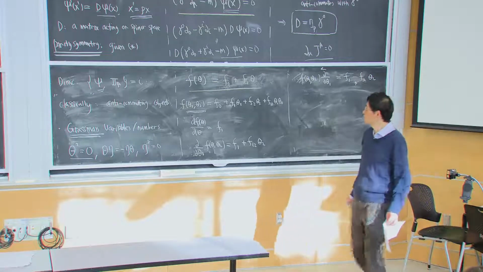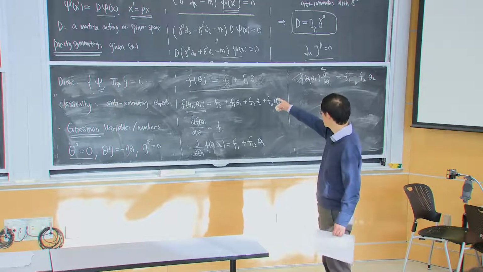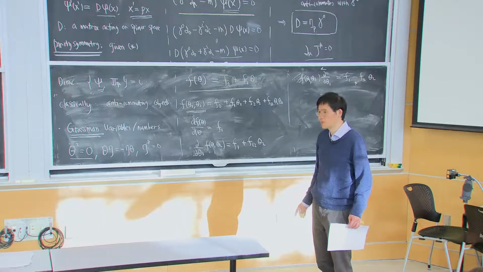What do you mean by what type of object? Oh, yeah. They can be complex numbers. They can be real numbers. It's just f0, f1, just some numbers.